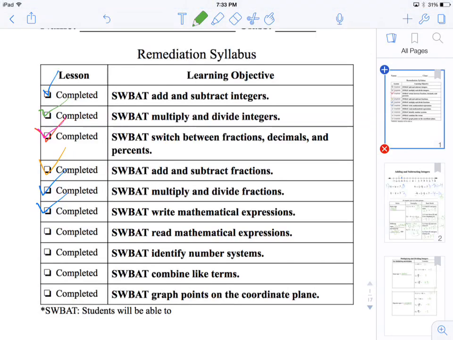This video is about reading mathematical expressions. We're actually going to go backwards and put them into words. If you didn't notice, these two are very, very similar.